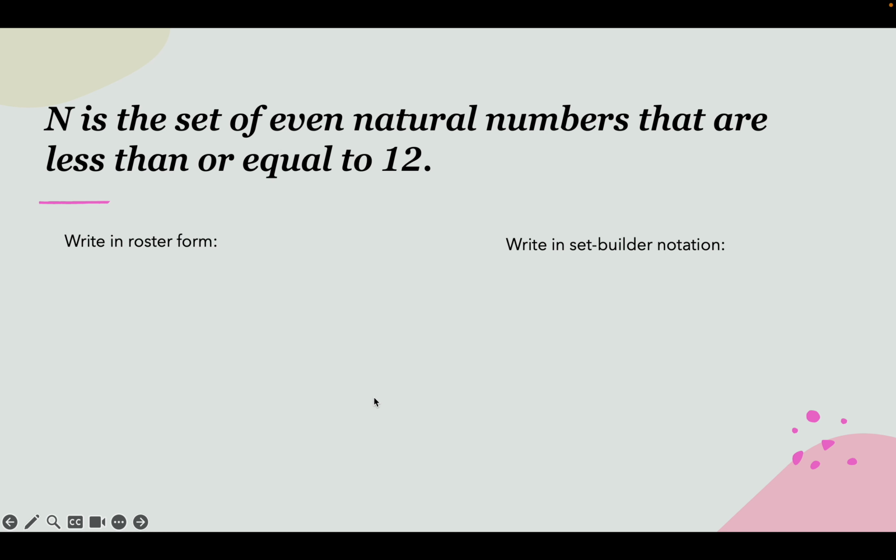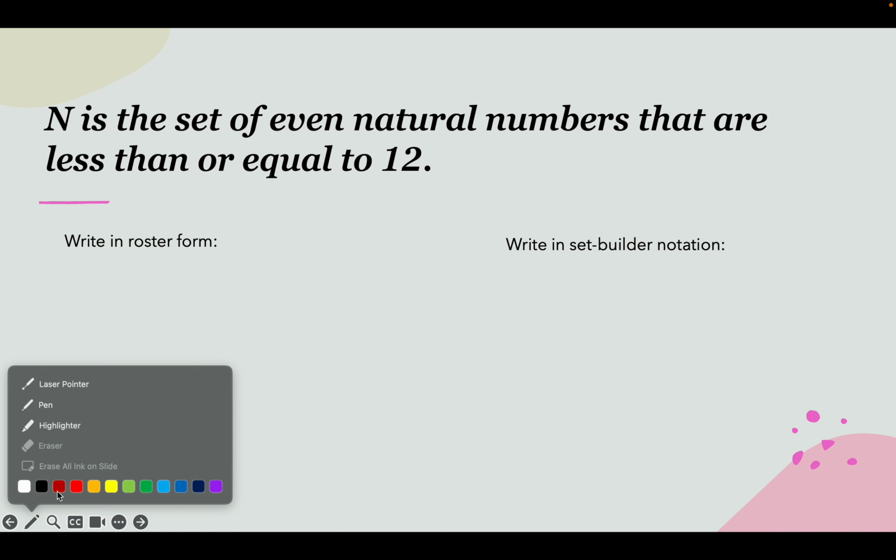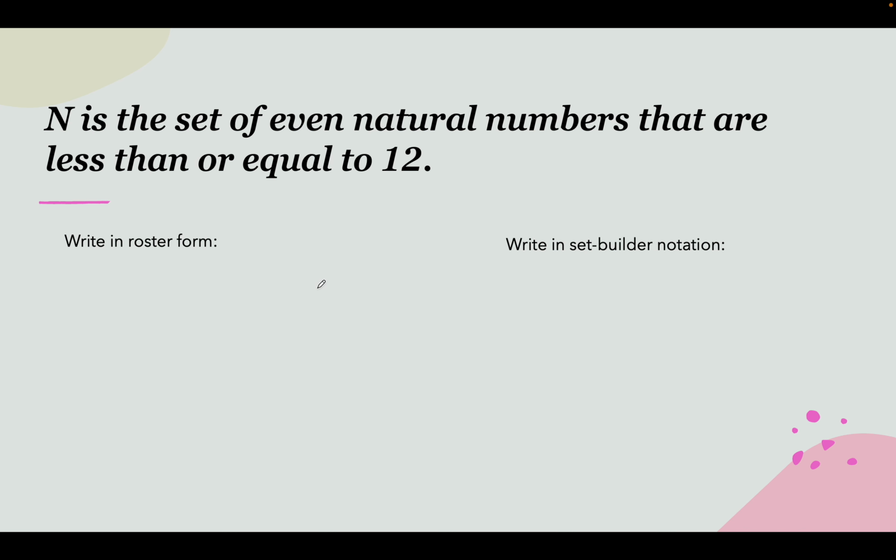All right, here's a problem. I'm going to grab my pencil and put this same sentence into roster form, then into set builder notation. N is the set of even natural numbers that are less than or equal to 12. So N... oh, you know what? Let me try that again.